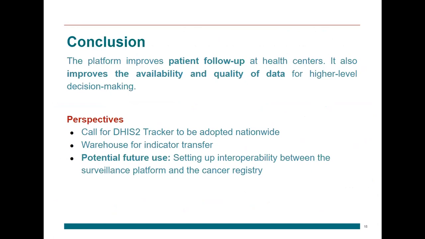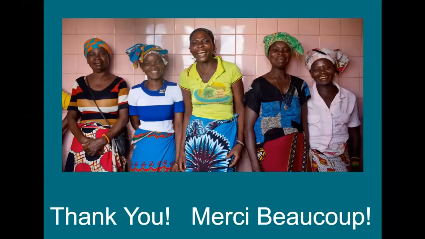To conclude, the platform improves patient follow-up at health centers. It also improved the availability and quality of data for higher level decision-making. We also have some perspectives: a call for DHIS2 Tracker to be adopted nationwide, a warehouse for indicator transfer for potential future use, and setting up interoperability between the surveillance platform and the cancer registry. And all this work is to have these smiling faces of women. Thank you.